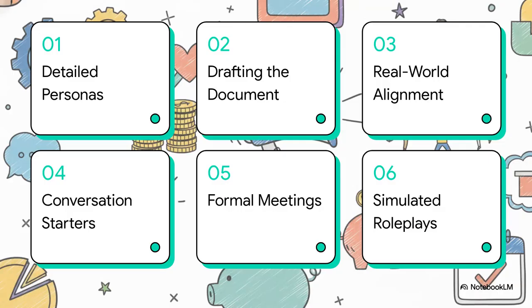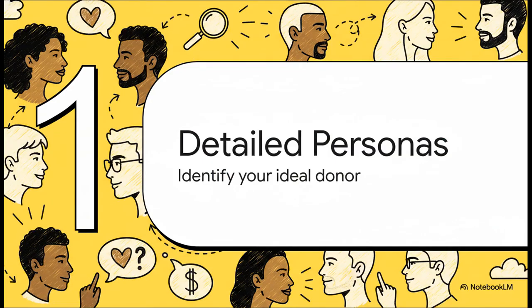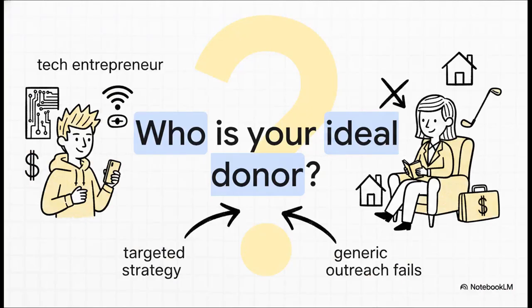Okay, really quickly, here is our syllabus for today. We're covering 6 steps: building detailed personas, drafting the document, real-world alignment, conversation starters, formal meetings and objections, and finally, simulated role plays. Starting right off with Section 1, building detailed personas. Identify your ideal donor. Before you even think about picking up that phone, you have to ask yourself this one absolutely critical question. Who is your ideal donor?